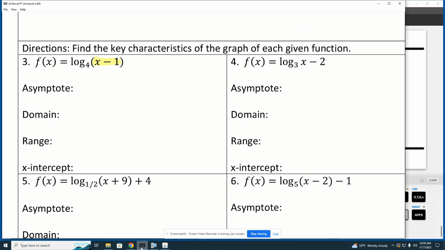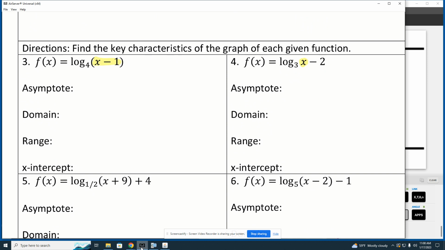But if you look at number 4, what is the argument of log base 3? Just x. So there's a difference between when there's parentheses and when there's not. When there's parentheses, that shift is happening inside, therefore it's what? What kind of shift happens inside? Horizontal. Is everybody with me?